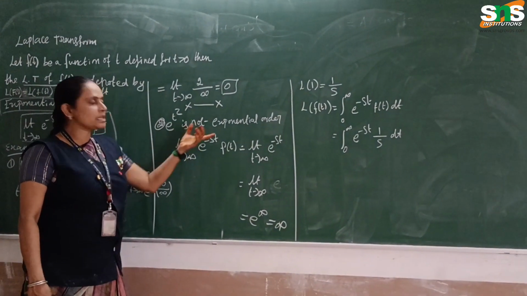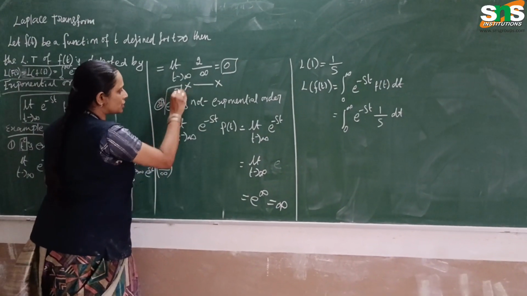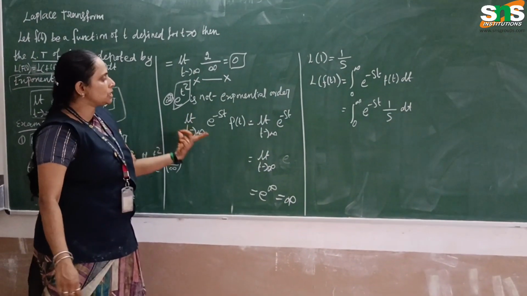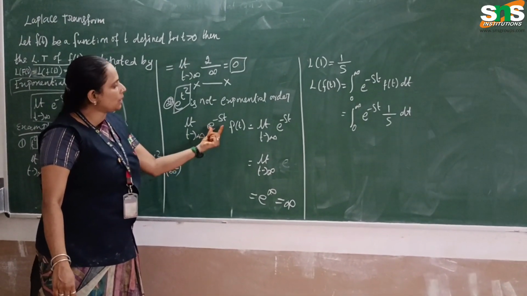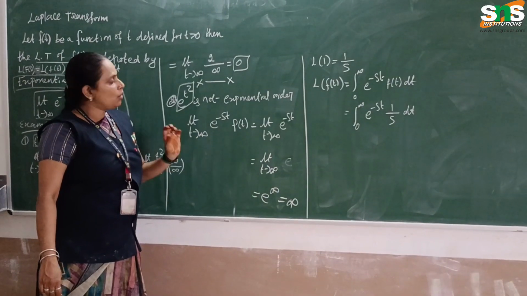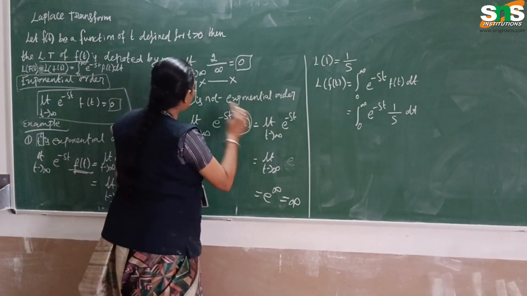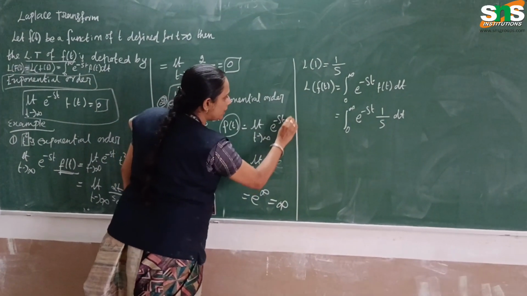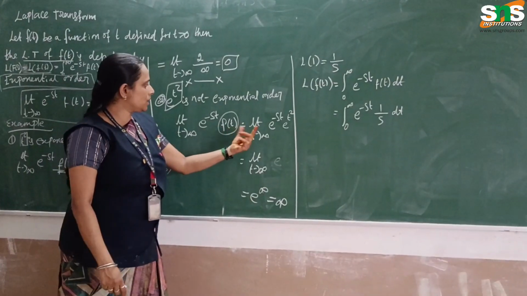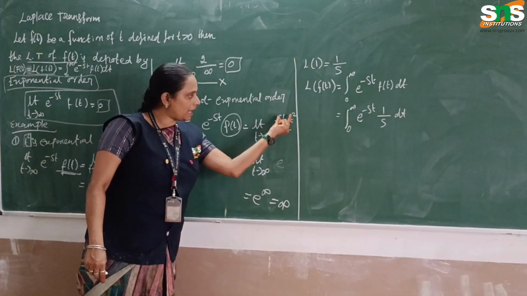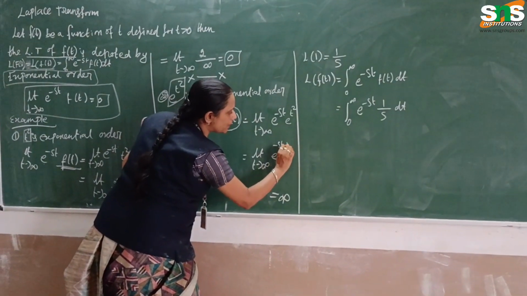See another example that is not of exponential order. E power t square is not of exponential order. Using the exponential order condition, the limit as t tends to infinity of e power minus st into f of t, we replace f of t with e power t square. The base is the same, so adding the powers, that is e power minus st plus t square.